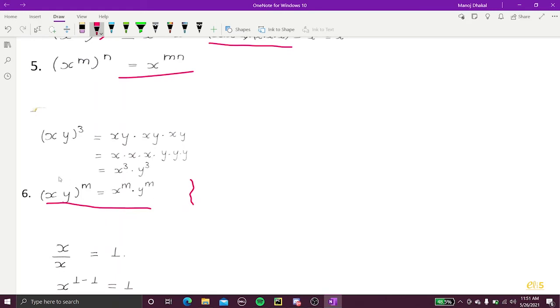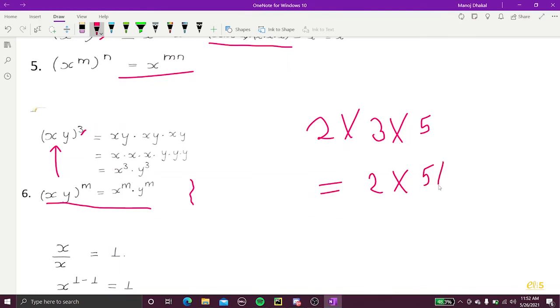I have this easy understanding of how this works. If there is xy raised to the power of 3, this means that xy has been multiplied thrice. So xy should be multiplied thrice. Now, since I can reorder the multiplicative terms anyway, for example, if there is 2 times 3 times 5, then it is equal to 2 times 5 times 3, because changing the order of multiplication doesn't change the answer. Maybe we can do a next video on why this is true, but then again, let's focus now.